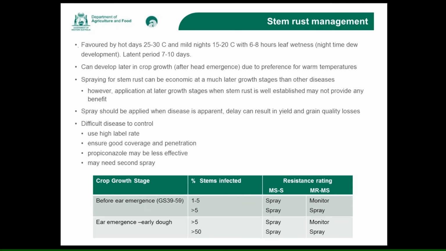You've got a bit more think time with those MRMS to MR type varieties where you monitor them, and if the disease continues to develop in those crops before head emergence up to more than 5%, then you should be thinking about spraying. As time goes on, after ear emergence through to sort of early dough stage, again, if you're finding stem rust at that sort of 5% level, then you should be spraying your susceptible varieties. You've probably got a little bit more leeway with the more resistant varieties. Again, if it's building up, then consider spraying.